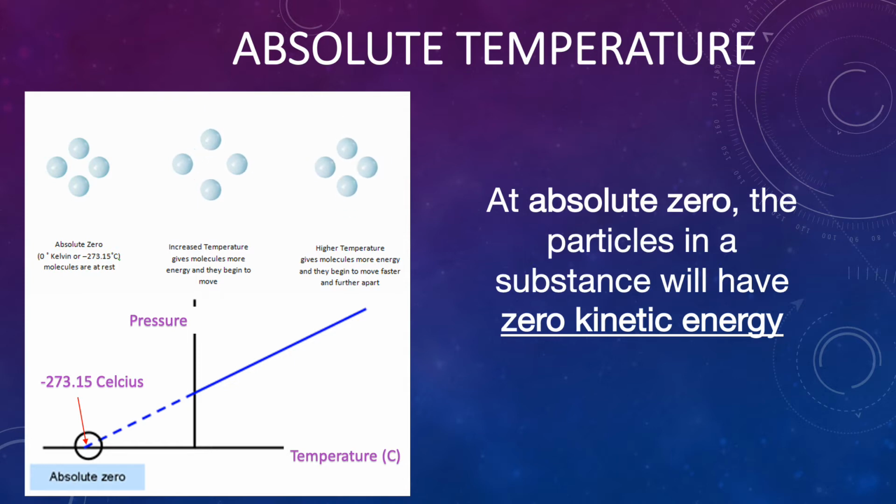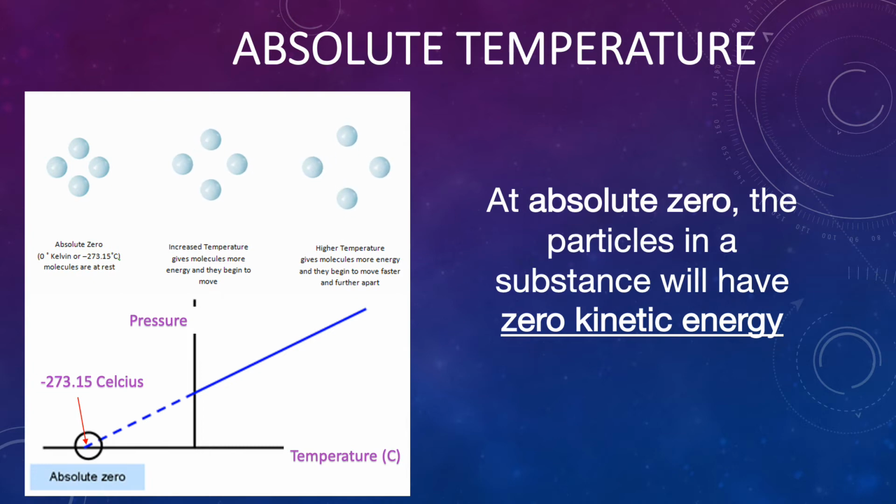As the temperature increases, molecules gain kinetic energy and they start to move. As the temperature gets even higher, molecules begin to move even faster. In 1848, William Thomson came up with the Kelvin scale for temperature. He measured the pressure caused by gas at known temperatures in Celsius and plotted the results. He found a graph like this one on the bottom.